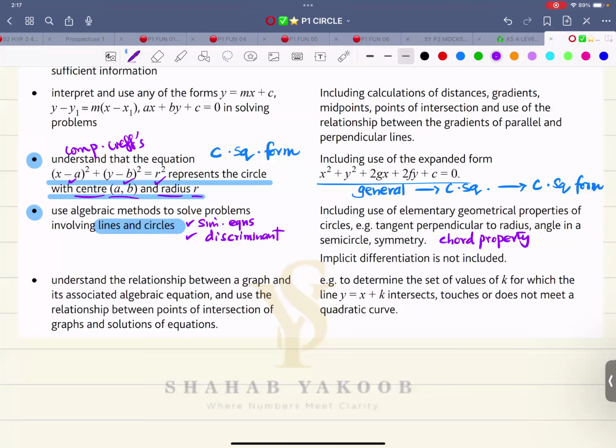This thing that's written over here, implicit differentiation, is not included. This is related to P3. So P3 has something called implicit differentiation, but nothing to do with P1.